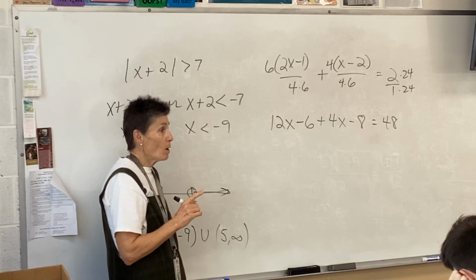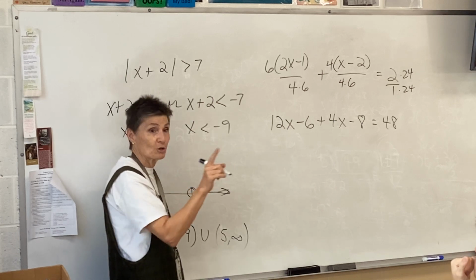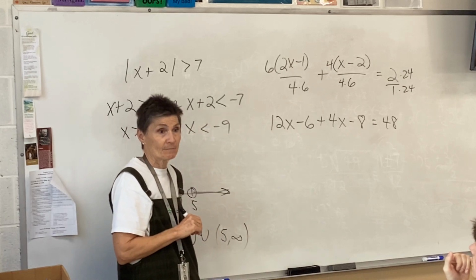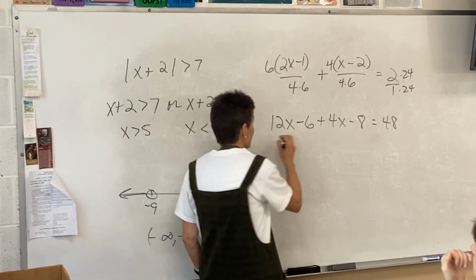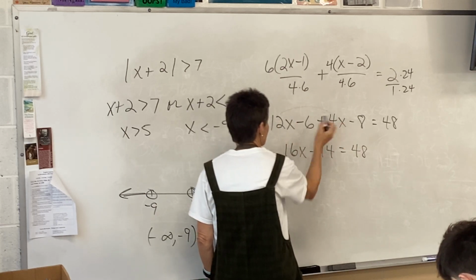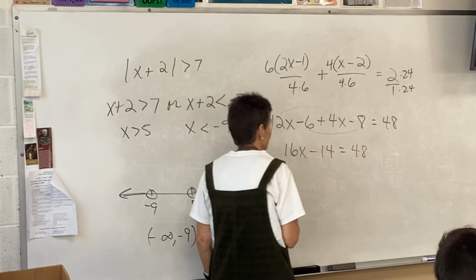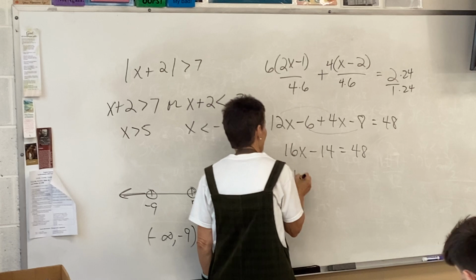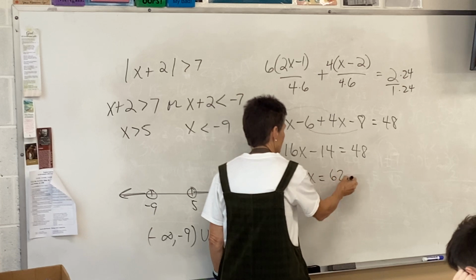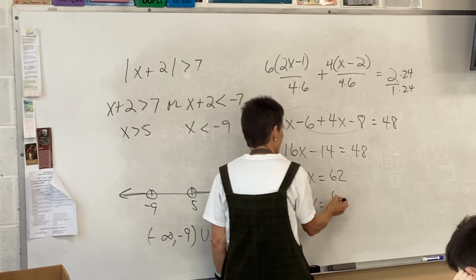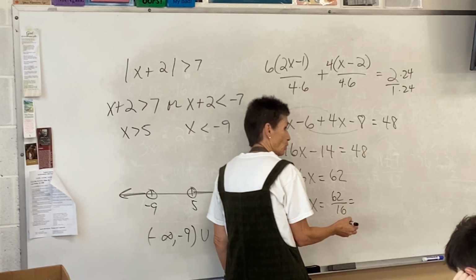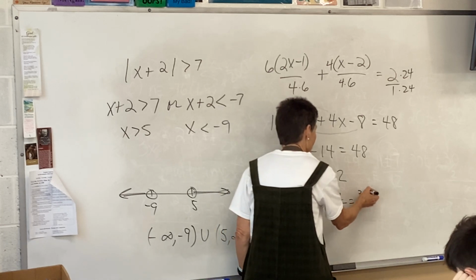If you use 12, is anybody doing 12 as common denominator? Okay, good, keep going. Yours is going to look a little bit different than mine, but our answer is going to match exactly. All right, so I've got 16x minus 14 equals 48. So I add these together, add these together. Add 14, 16x equals, is that 62? So x equals 62/16, which are divisible by 2, so 31/8.